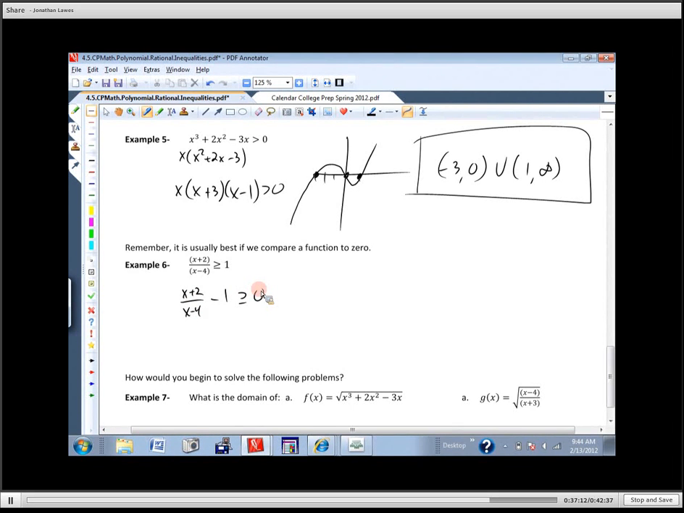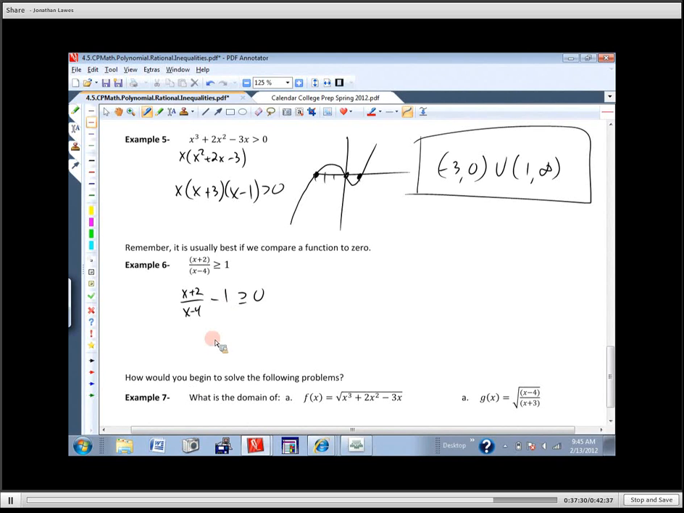Now, if you want to graph this in this form, be my guest. That would be a little bit of a pain in the butt. We want to have one single rational expression over here. So we're going to make this one single fraction, one single ratio, by combining these.